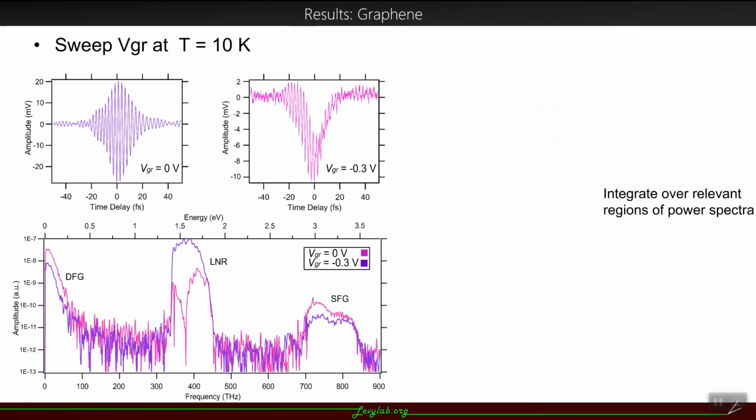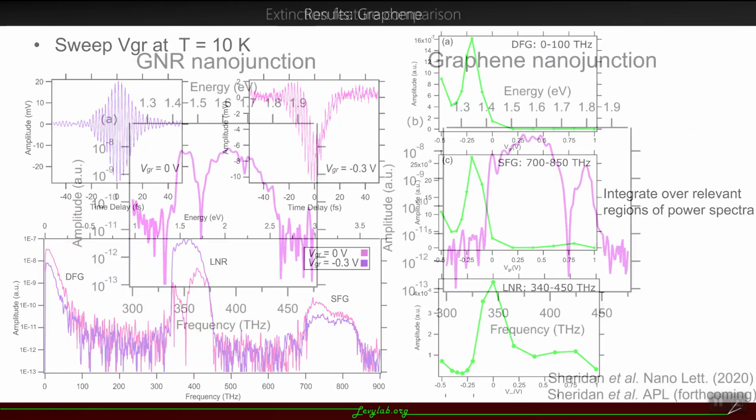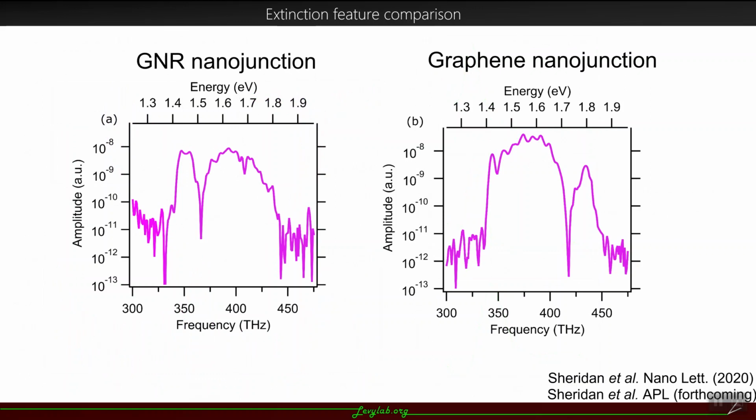And in the graphene, what we've seen previously is extinction features in the visible to near infrared. And also, if we integrate over the power spectra regions, we see that the nonlinearity of this device is also maximized near where this extinction feature appears. So we are seeing very similar behavior in these nanojunctions, in these nanoribbons, and also in the graphene.